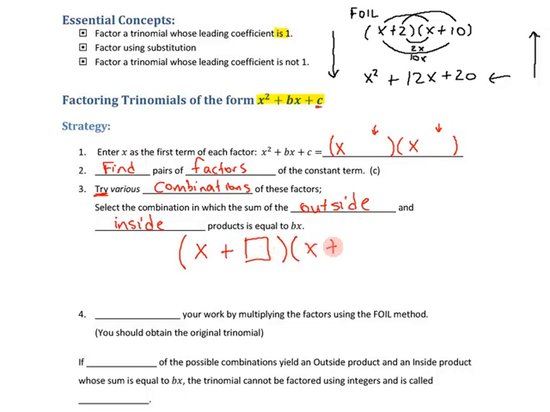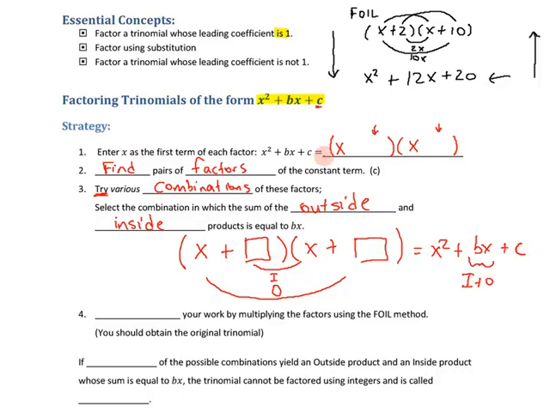So we're going to have x plus, and we're going to stick something here. We're going to check that the outside, that's the O, and the inside, the I, when they add together, I get bx. That's I plus O. And of course they have to multiply together to give me c, but that's what we're getting from step 2. At which point we're going to check our work by multiplying the factors out using the FOIL method to make sure that we're correct. We should obtain the original trinomial.